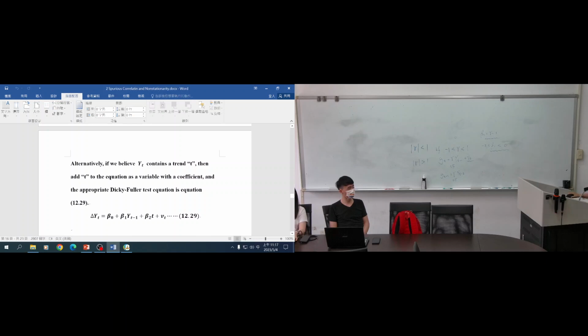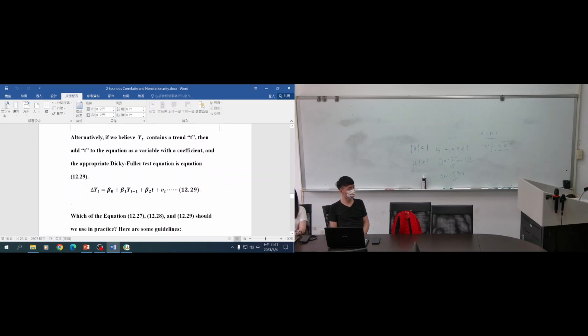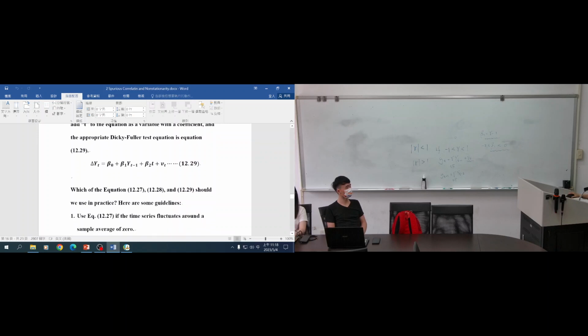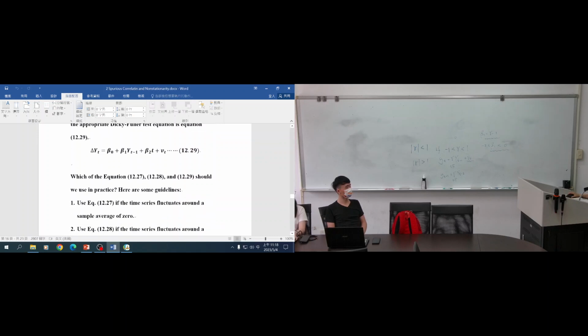And I think most of the time, we will include the intercept, and most of the time we're using 12.29, since time series data always involves time. So 12.29 may eliminate all these factors, which will identify the real relationship between X and Y. So this is which equation should be used in practice.